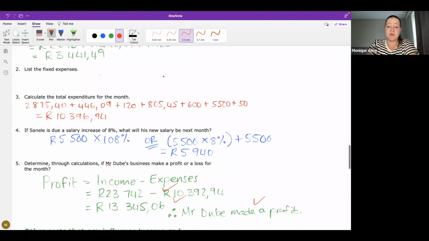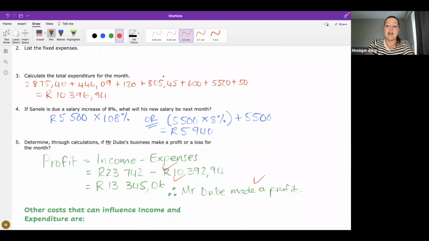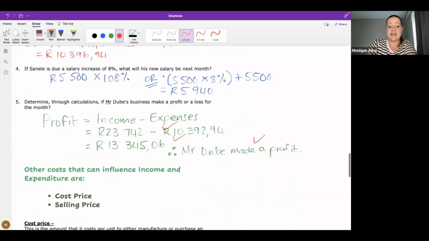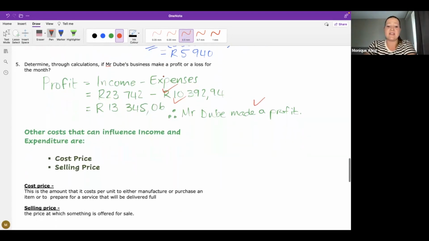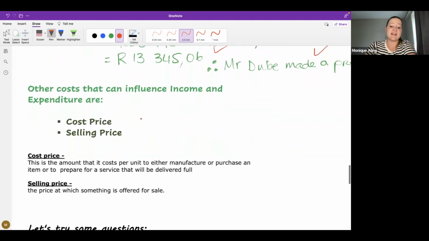Okay, so now let's just remember we've gone through income and expenditure. Okay, and now we've looked at how to work out profit and loss using our income and expenditure amounts. Okay, now we have other costs that could influence income and expenditure, and that is our cost price and selling price. We've learned this before in grade 10 and 11, but just a reminder, you can maybe take a screenshot of these definitions. Cost price is the amount that it costs per unit to either manufacture or purchase an item or to prepare for a service that will be delivered. Sorry, there's a typo there.